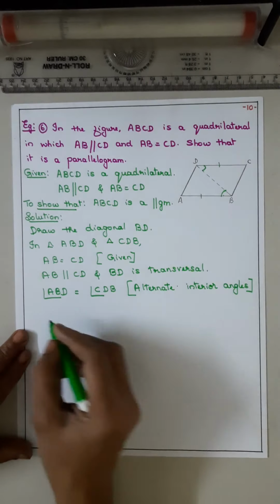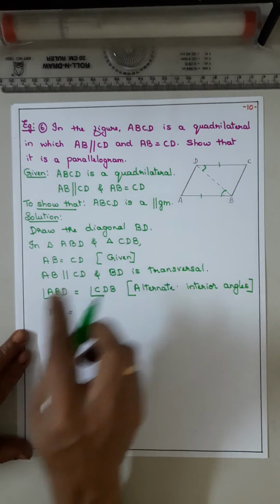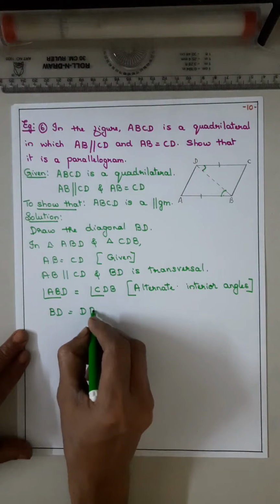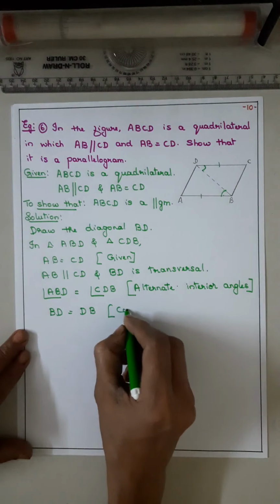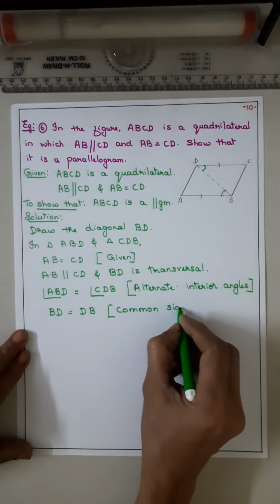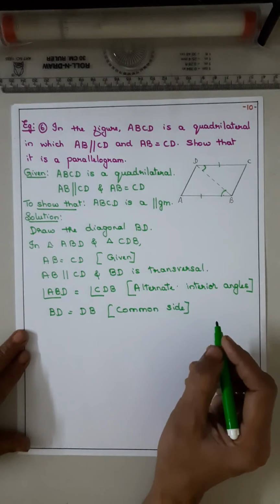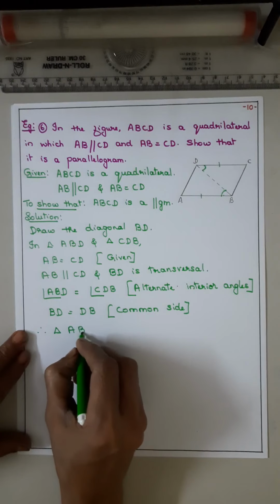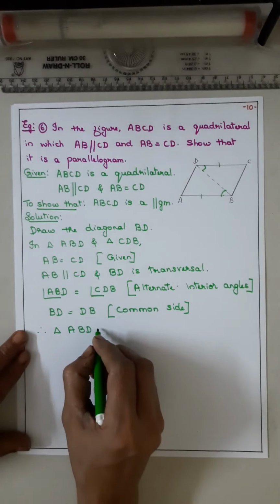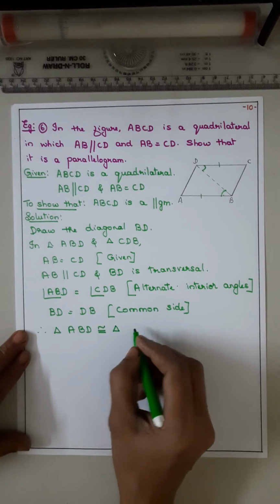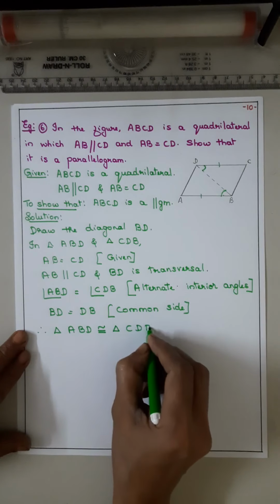BD is equal to DB. Why? Common side. So you got triangle ABD is congruent to triangle CDB.